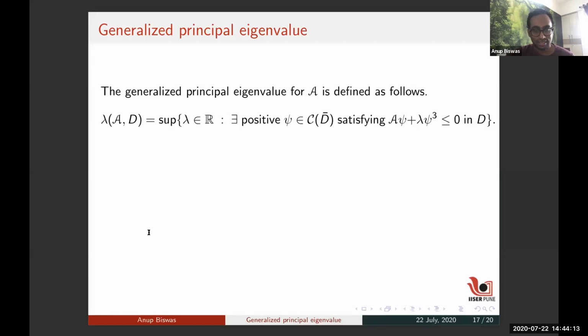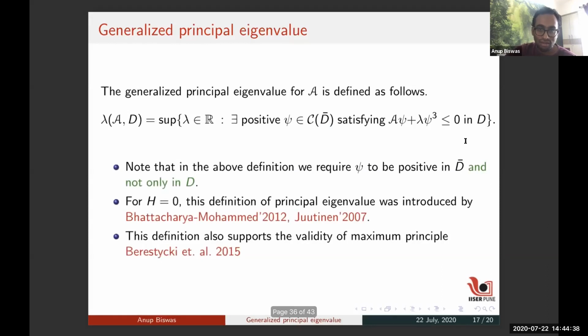The point to be kept in mind is that when I say solutions, I mean viscosity solutions, because classical solutions do not make sense. In a similar fashion, I define my principal eigenvalue, but the point to be noted here is that I want my function psi to be positive in all of D bar. It's not only inside, but up to the boundary. That's the difference from Varadhan, Berestycki, Nirenberg, whatever they had done, and D is a smooth bounded domain.